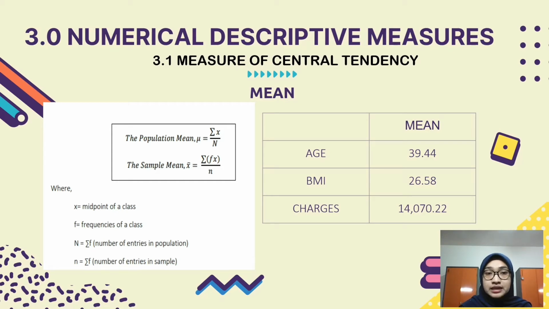First is mean. Mean is the total value of data entries divided by the number of entries. The formula of mean for grouped data is shown below. And the result for mean age is 39.44, for BMI is 26.58, and for charges is 14070.22.